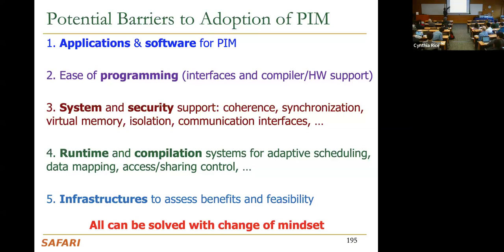How do you provide system and security support? Coherence, for example, is important, especially if you want to partition applications at a finer grain than offloading everything to the memory. Virtual memory is a huge, hairy issue that we need to rethink across the entire systems that we have today. It becomes more difficult here. Runtime and compilation systems, I'm going to skip. I don't have time to talk about it, but our paper covers a lot of these things. And I believe we need to build infrastructures to assess benefits and feasibility.